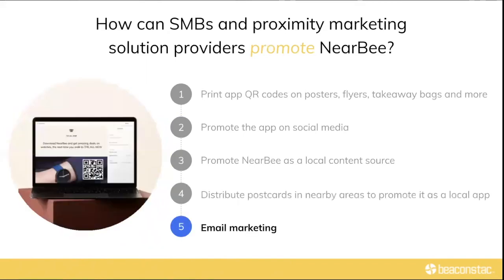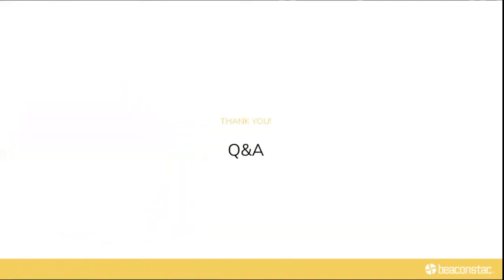And of course, last but not the least is email, which is a very effective way to get folks to know that, hey, there is this app called NearBee that I can use, and then Acme company is going to send me messages when I enter their stores through this app. So email is a pretty effective mechanism to get the word out.